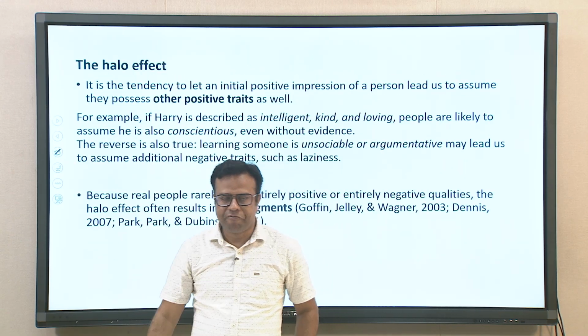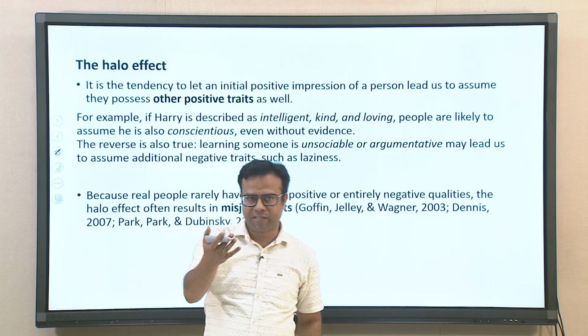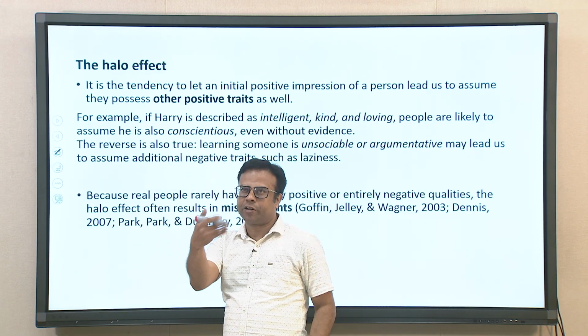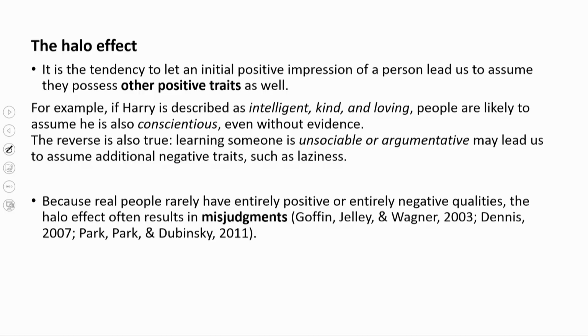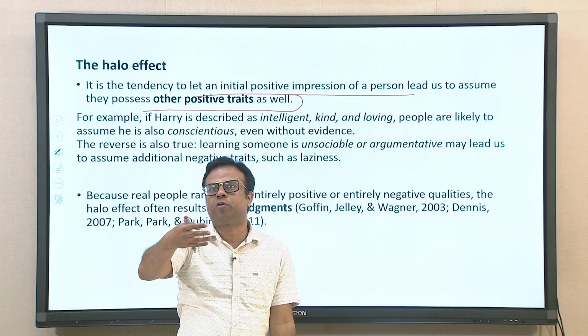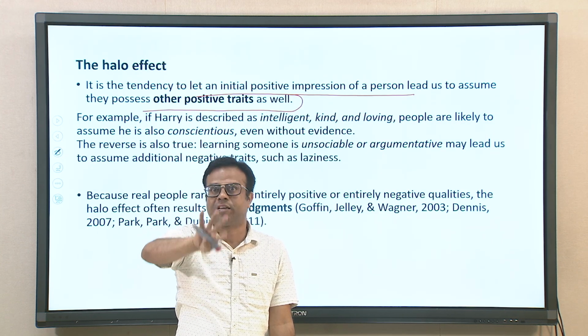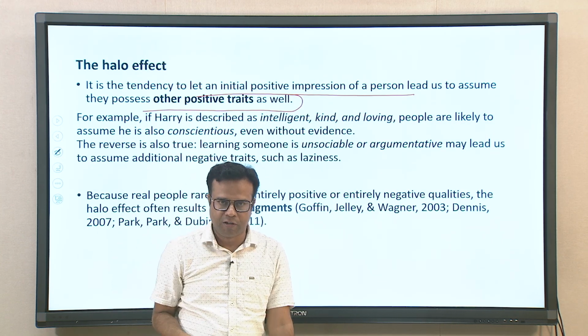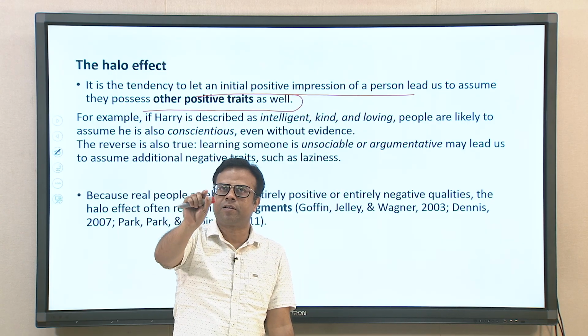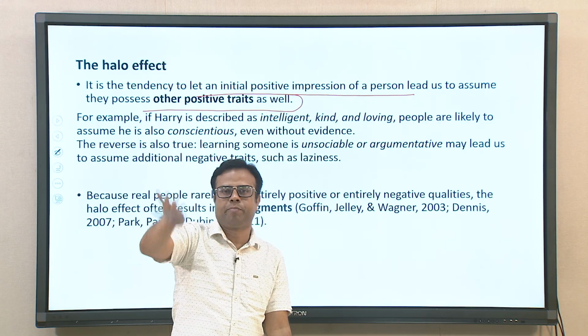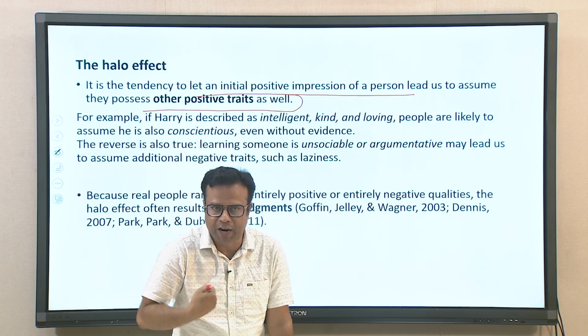Another bias that can also lead to attributional biases is called the halo effect. It is the tendency to assume that, given one initial positive trait, a person possesses other positive traits as well. So, when you see an initial impression of a person, you make an assumption about the whole personality of the person, adding other things to that. One characteristic, an initial impression, and then you make a whole judgment about the person. So, that is called the halo effect.